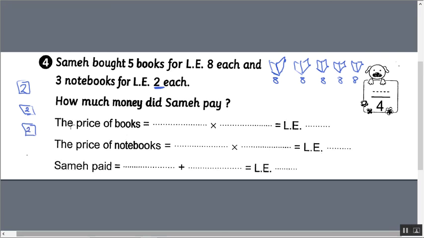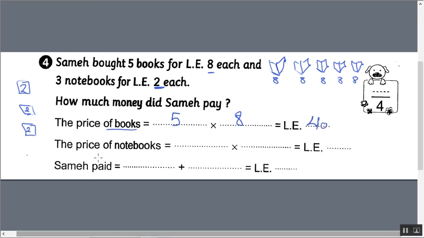First he talks about the price of books. Here he bought how many books? Count 1, 2, 3, 4, 5. So we'll say 5. The price of each book equals 8 pounds, so we'll say 5 times 8. 5 times 8 equals 40.